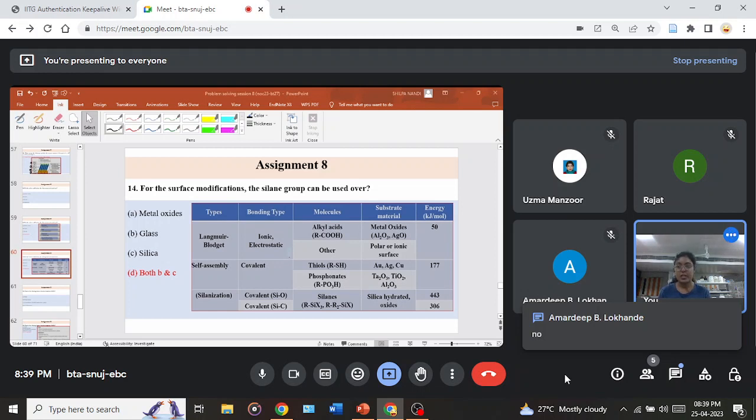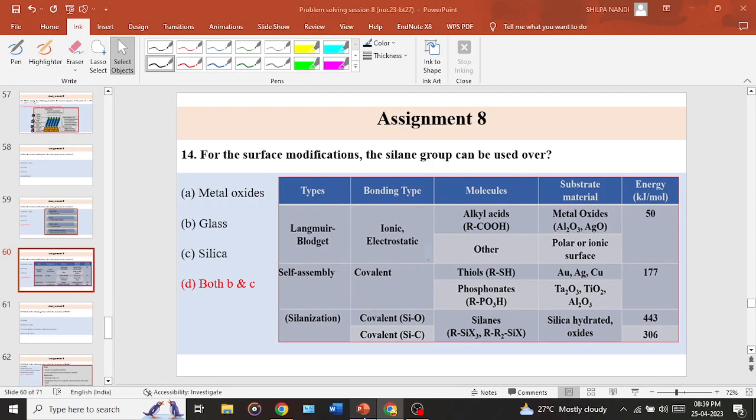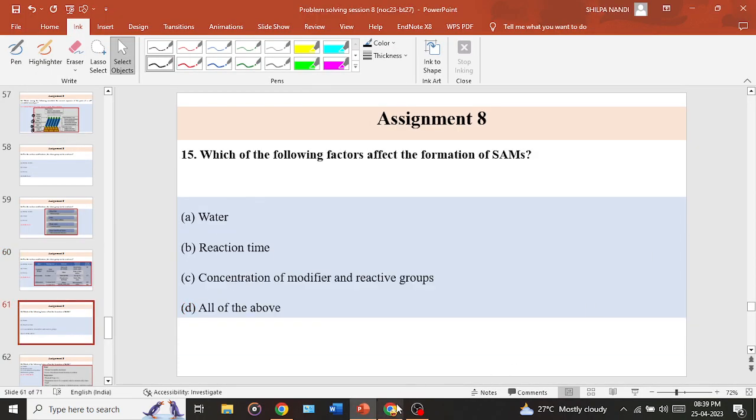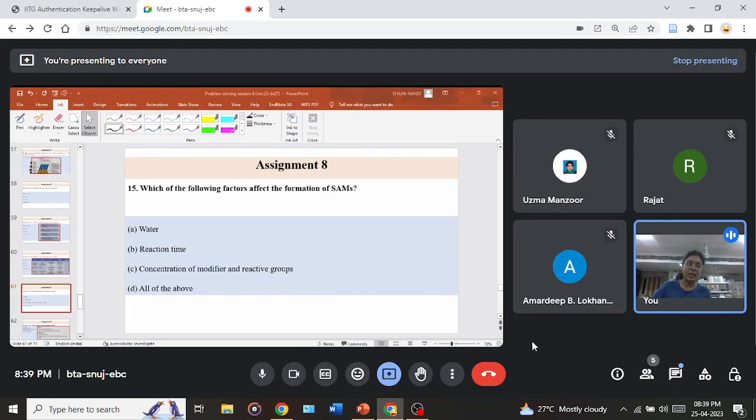Let's see the next question. That is 15. So we are left with three questions. We have two numericals also today at the end of the session, so we'll solve those also. So the 15th question is, which of the following factors affect the formation of SAMs? A, water, B, reaction time, C, concentration of modifier and reactive groups, and D, all of the above.